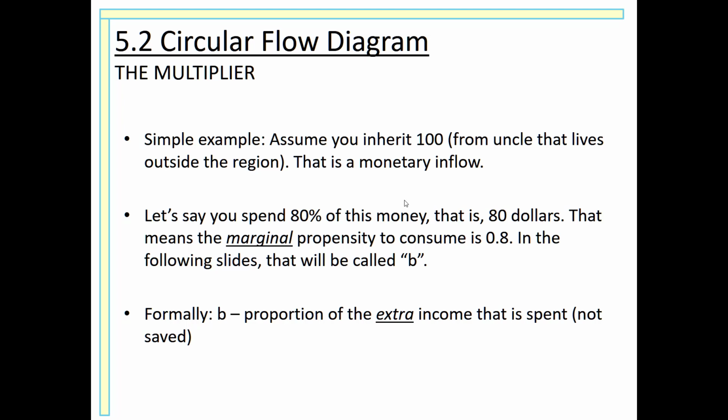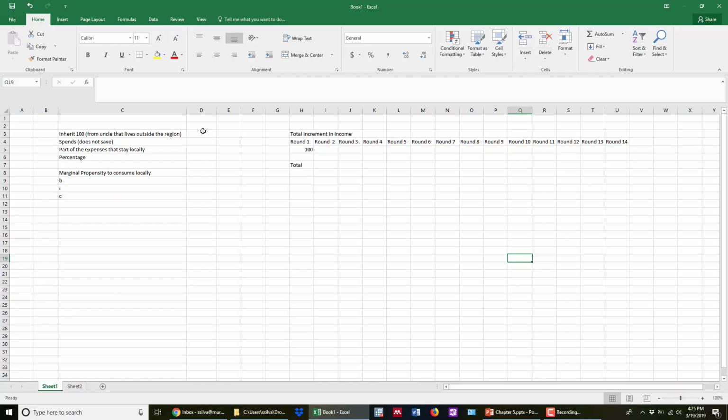I'm going to start inputting that data in the spreadsheet, which we're going to use as an example. Okay, so here we are. You inherited 100. You spent $80. Therefore, your B is going to be 80 divided by 100. Of course, I chose the number 100 because it's easy to calculate. Okay, let's continue with the example.